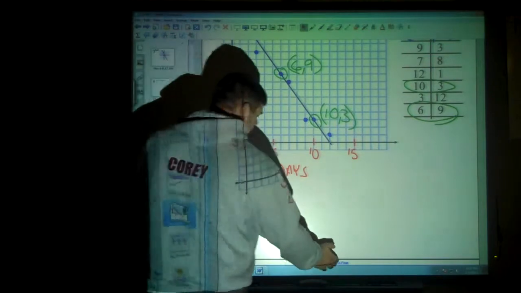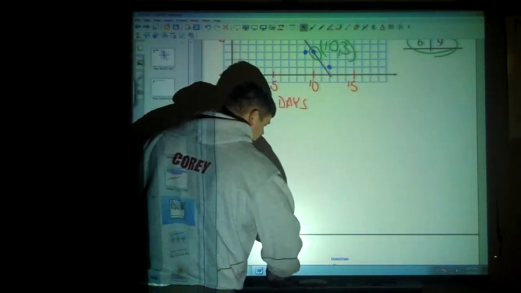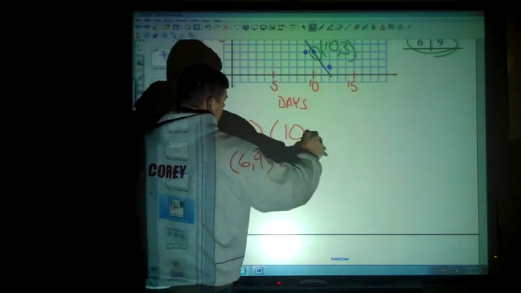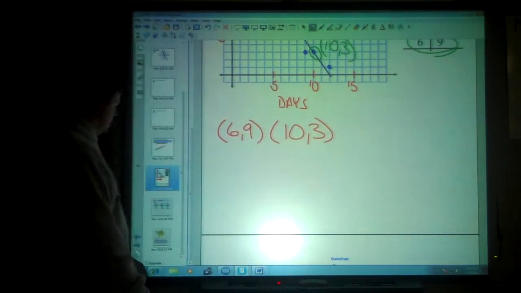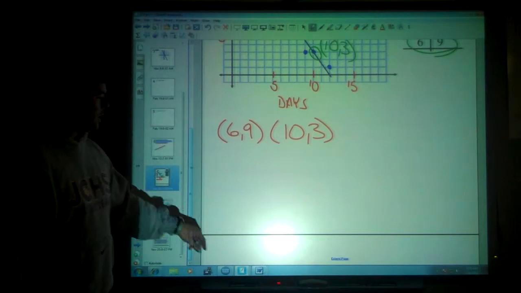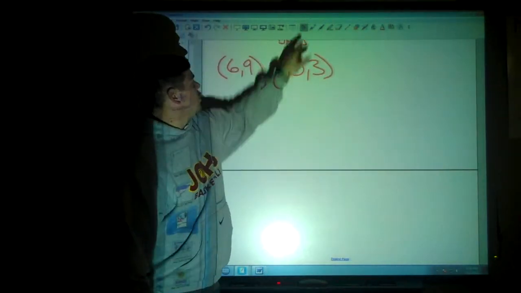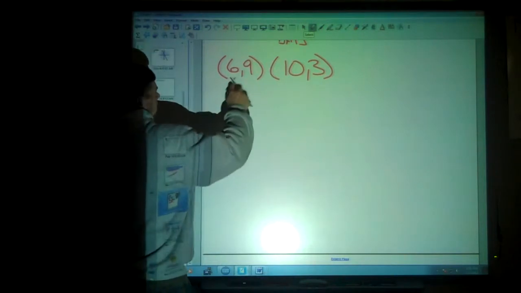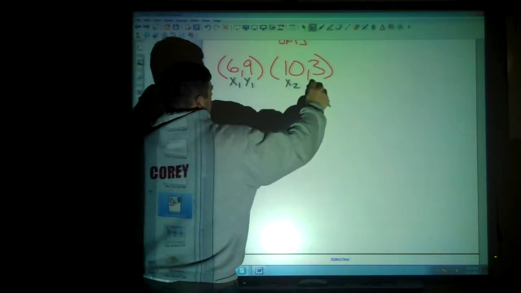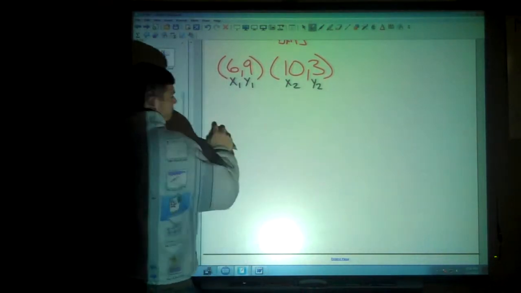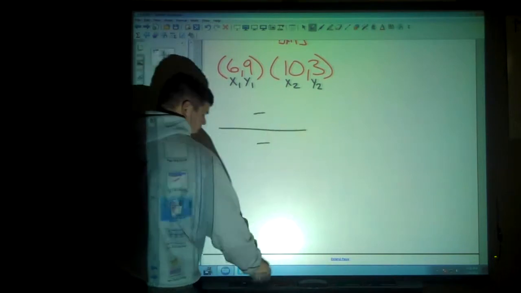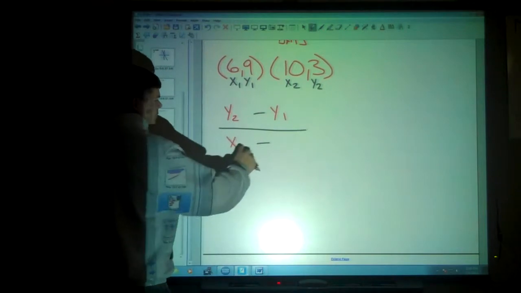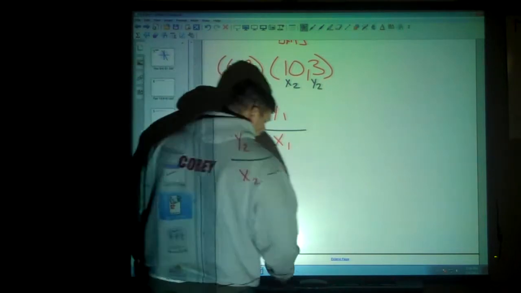So I take 6, 9 and 10, 3 and I'm going to make an equation based on that information. So I label x sub 1, y sub 1, x sub 2, y sub 2. And we know we always have y sub 2 minus y sub 1 on top, x sub 2 minus x sub 1 on the bottom.